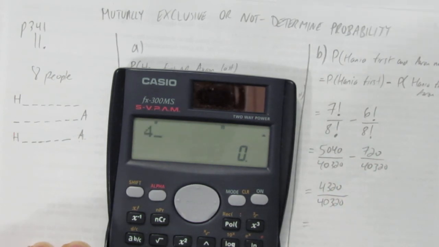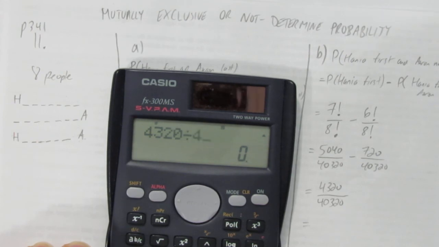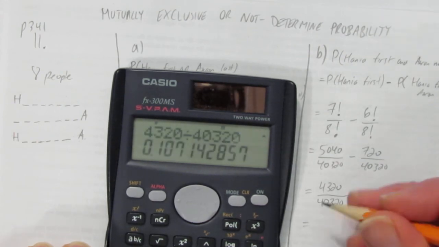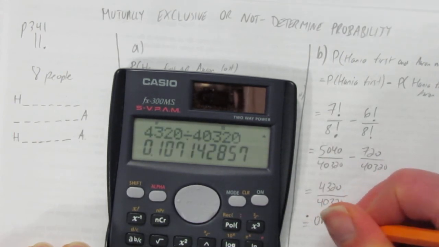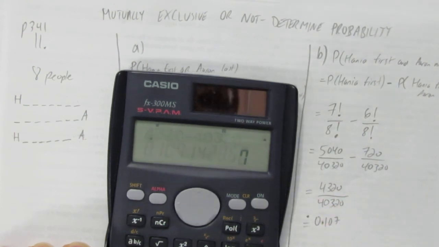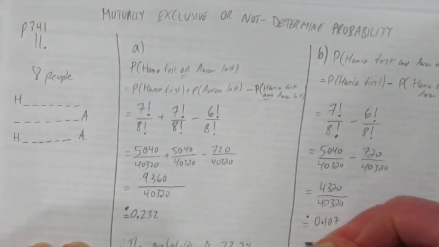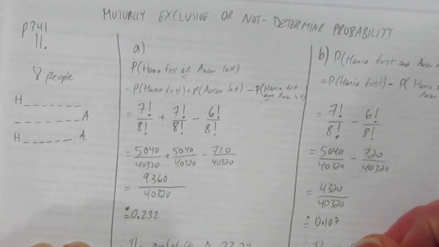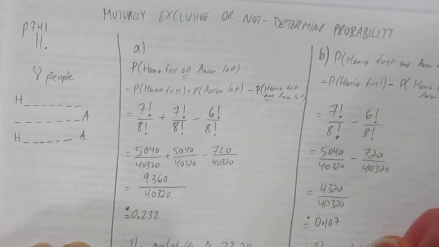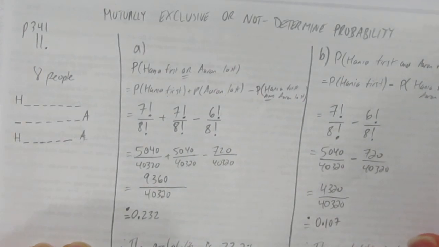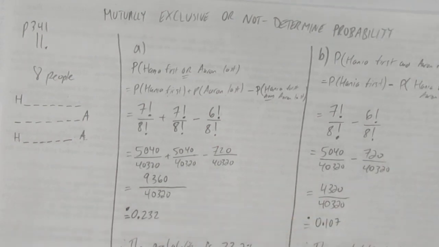Let's convert it to a decimal by dividing. And we get approximately 0.107. Therefore, the probability in this situation is approximately 10.7%. So this was a couple of different word problems in the same situation, thinking about mutual exclusivity or not, and determining the probability.